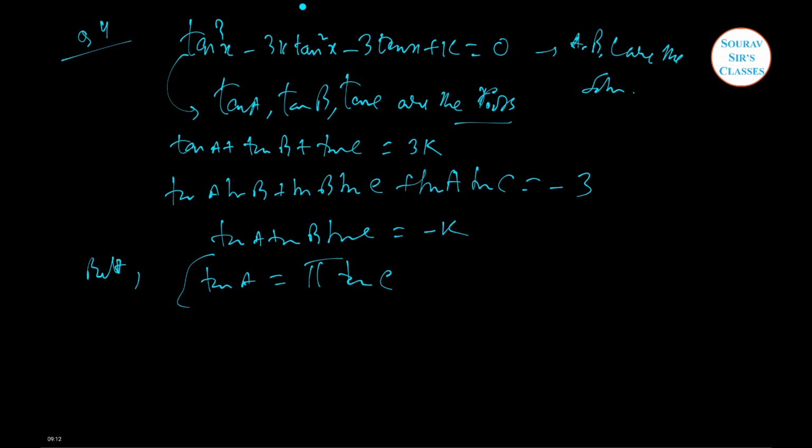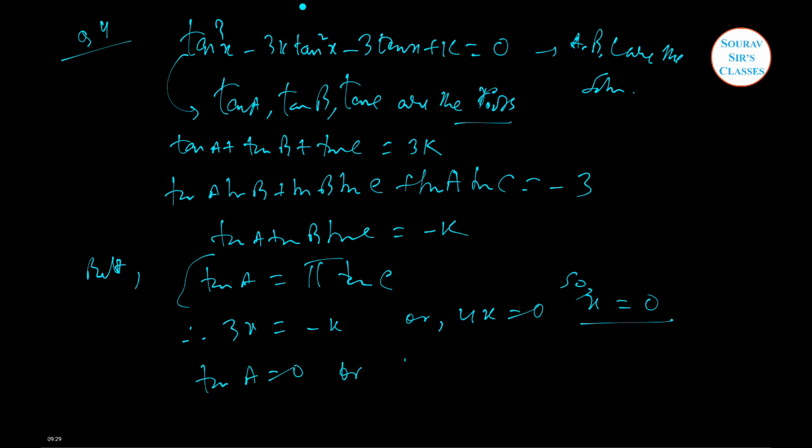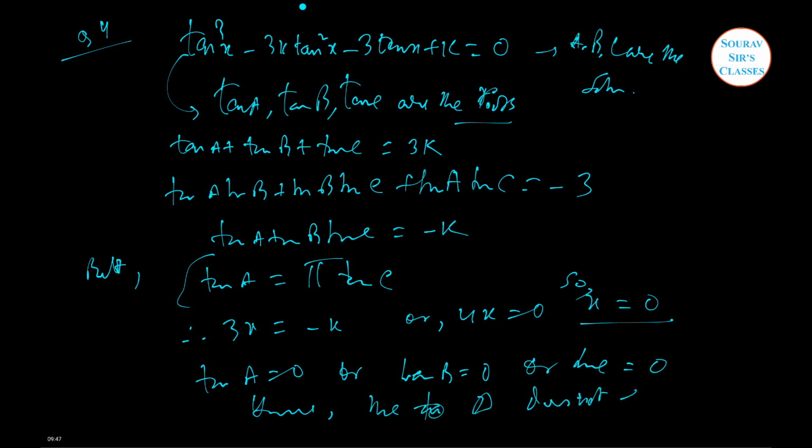You know this, the product has a plus sign, so 3k equal to minus k, so 4k equal to 0, so k equal to 0. So if k equal to 0, then tan A, tan B, tan C is 0. That means tan A equal to 0 or tan B equal to 0 or tan C equal to 0, which is not possible because no angle of a triangle can be 0. Hence, the triangle does not even exist.